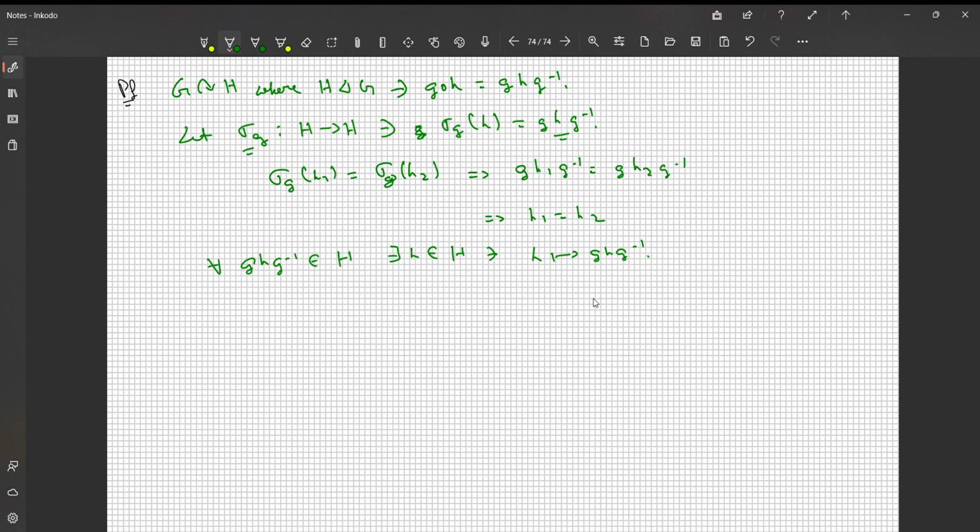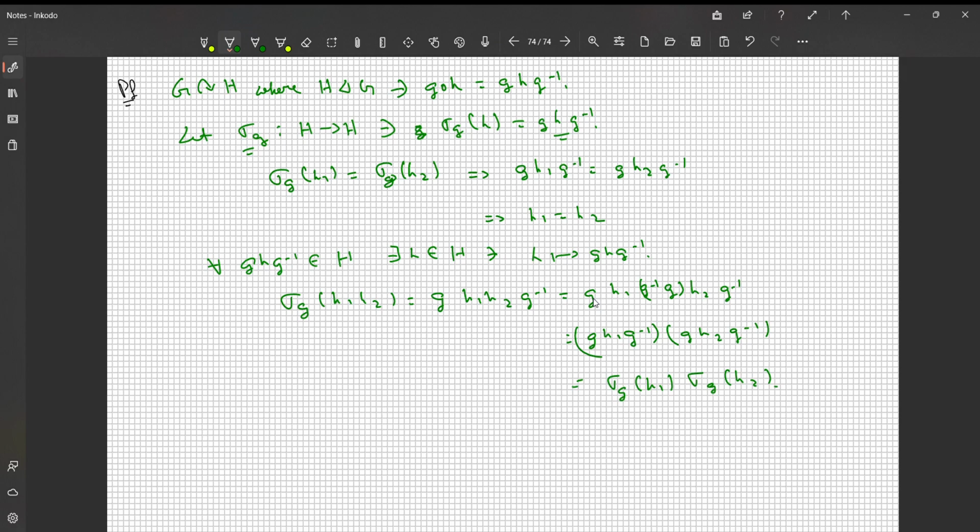Further, is this a homomorphism? If you have sigma g of h1 h2, this is g h1 h2 g inverse, but you can write it as g h1, and between h1 and h2 you can put g inverse g, then h2 g inverse. By associativity this becomes g h1 g inverse times g h2 g inverse. So this is sigma g of h1 times sigma g of h2. So this defines an automorphism, by definition.